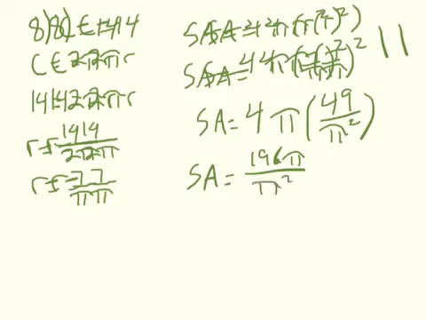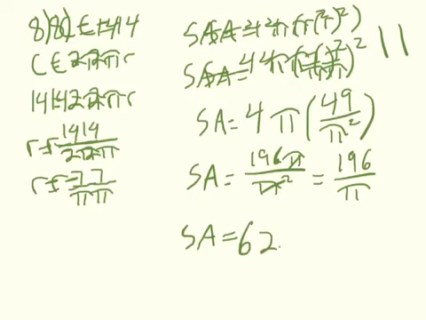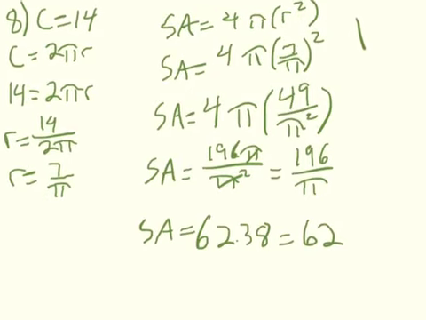We have a pi on the top and a pi on the bottom, so you can cross that out and make that 196 over pi. So the surface area, because it asks for the answer to the nearest whole number, would be 62.38, I believe, which would equal 62, and the unit of measurement is centimeters squared.